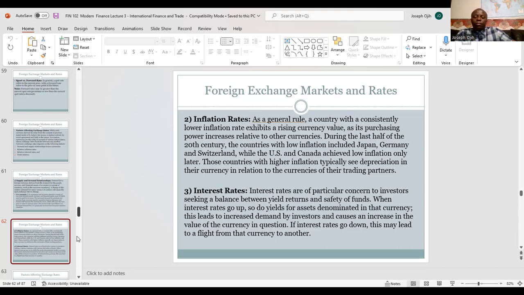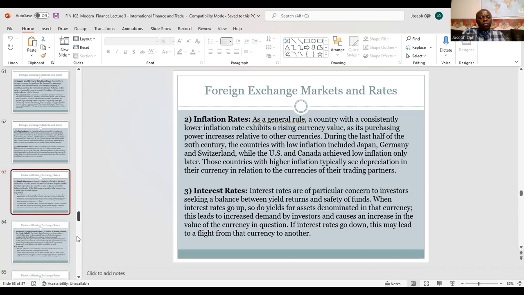So in other words, like I said, when the interest rate goes up for a particular currency, let's say the US dollar, then the yield for assets that are denominated in that currency will go up. Now, when this happens, there will be increased demand by private investors, and that causes the currency to go up. Okay. So if interest rates go down, the reverse is the case.